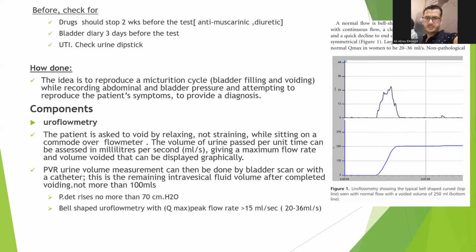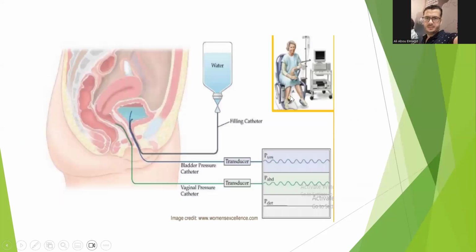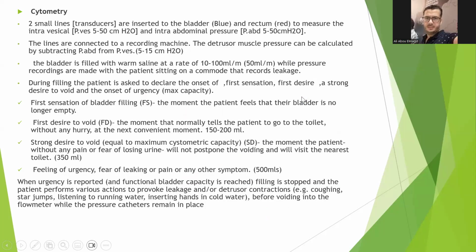We ask the patient to sit on the commode chair like that, and to relax and void. The urine comes to the uroflowmeter, which is under the chair. So the urine comes to the uroflowmeter, and it will be recorded by this machine, the rate and the volume.